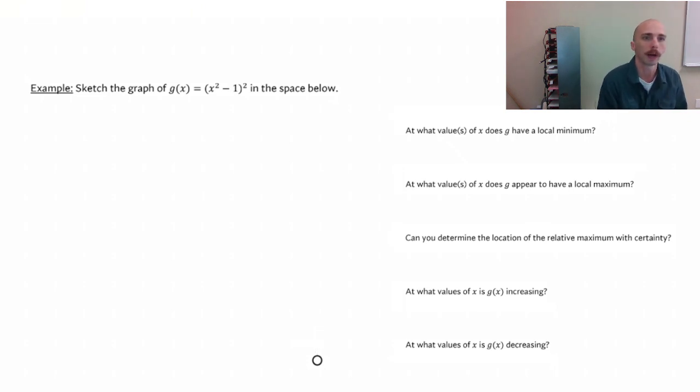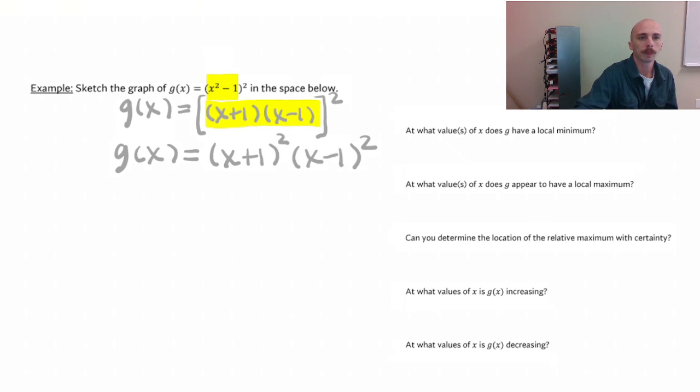So we're going to start by sketching the graph of g of x equals (x squared minus 1) squared in the space below. Okay, so x squared minus 1 is the difference of two squares. So I'm going to need to factor this a little bit more before I'm ready to sketch. Okay, so I factored it.